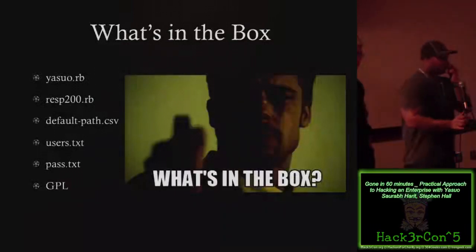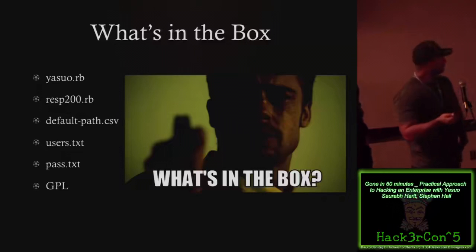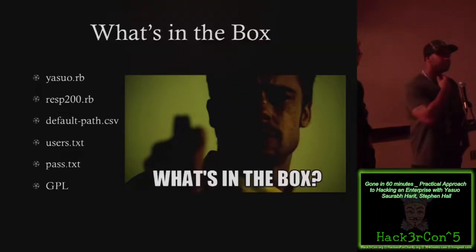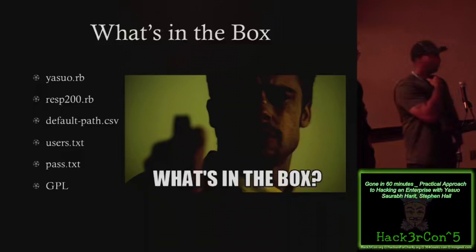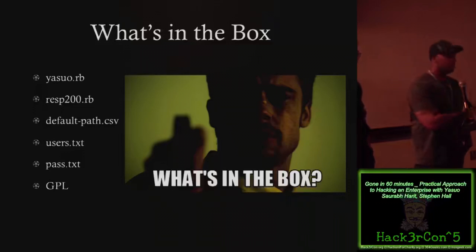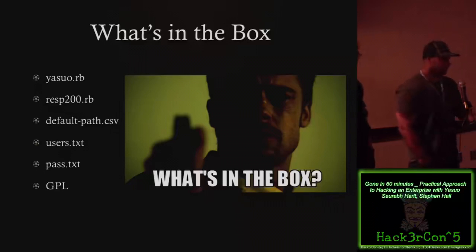So what's in the box? When you download the code, you get the main Ruby script, Yasuo.rb, the response 200 Ruby script, which basically deals with all the brute forcing part and form-based authentication, and the default-path.csv file. This is the core. It contains all the application signatures, and we are planning to update the format. Right now it's really simple, but we'll talk about it in a while. Like I said, it comes with a users.txt and pass.txt, which contain a very basic list of usernames and passwords, but you can provide your own, and that will work too. Released under GPL.